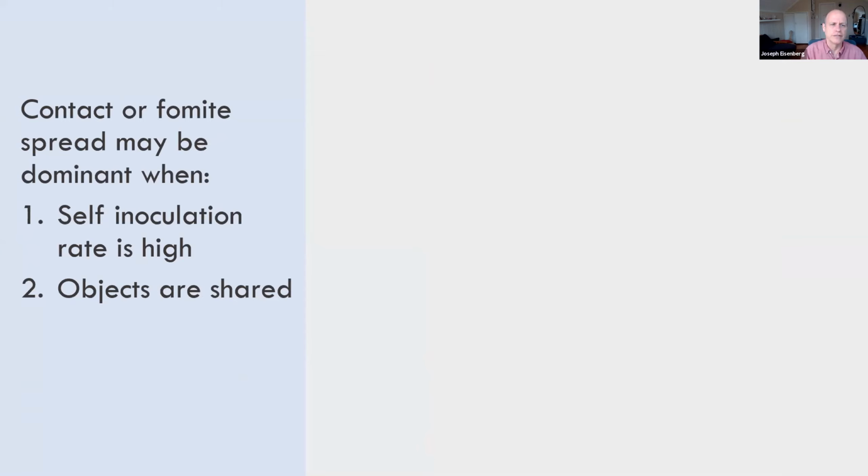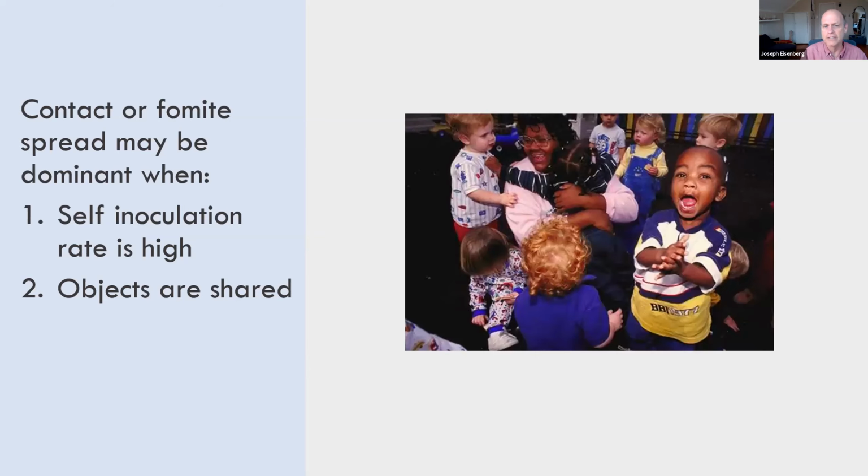And last, if we think about contexts in which fomite transmission may be dominant, a situation where self-inoculation rate is high, that's a behavioral kind of trait, and objects are shared. What comes to mind is a daycare center where kids are sharing lots of toys, they're touching their eyes, nose, and face a lot. Here we might think that fomite spread would be more dominant, even for a pathogen that might not survive readily in the environment, like COVID-19, like a lot of other respiratory pathogens.